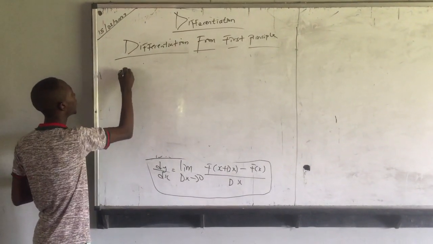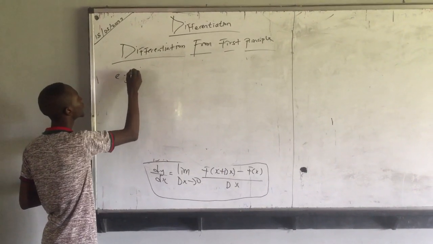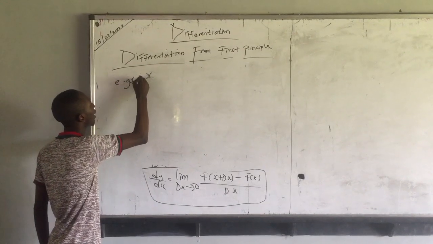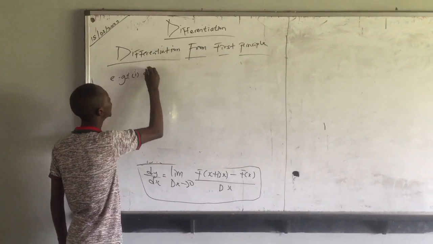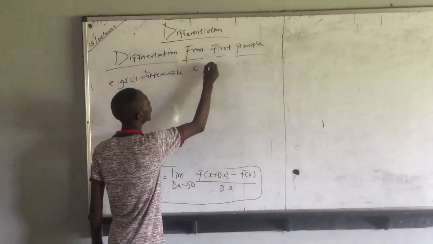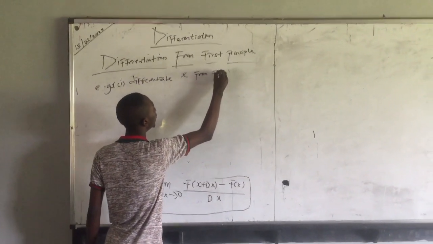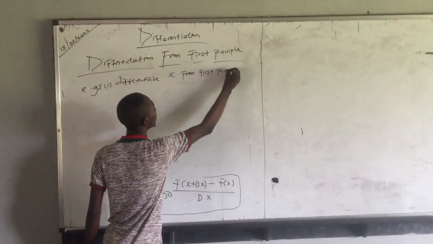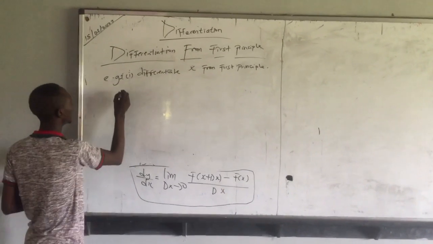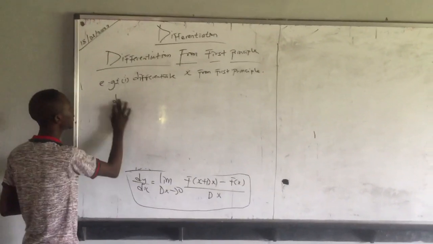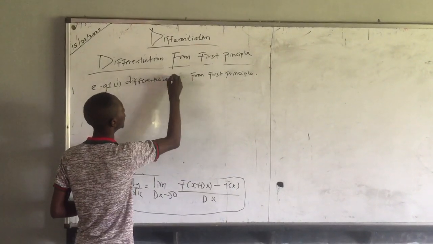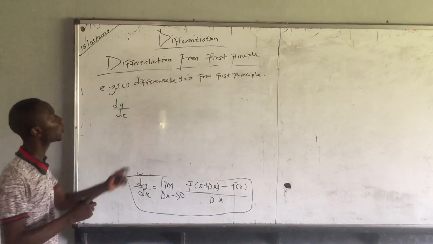So now example 1. Let's say we have x and we have to differentiate x from first principle. Then you apply this formula for dy/dx. Let's say this is the equation: y equals x. Differentiate y equals x from first principle.